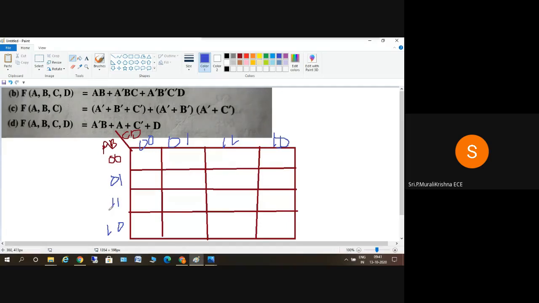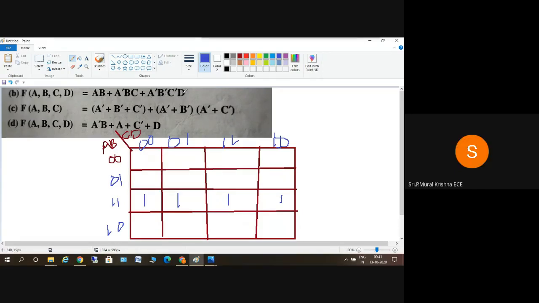So where do we get AB here? This is the one here. So no columns, because there is no CD term. So all the column terms must be 1, so the whole row is selected. So that is AB, right? Yes, sir.